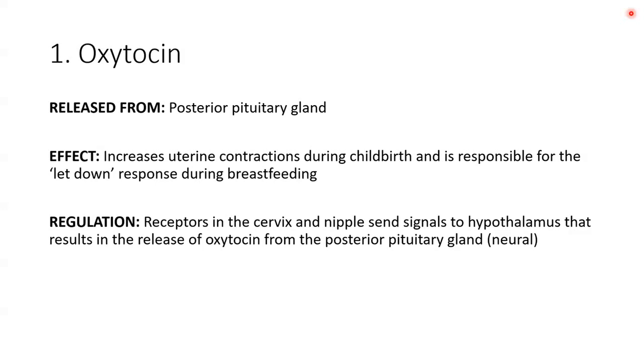The method of hormone release for oxytocin is neural. So the mechanical stimulation of receptors in the cervix and the nipple will stimulate the production and the release of this hormone via the hypothalamus and then from the posterior pituitary gland.